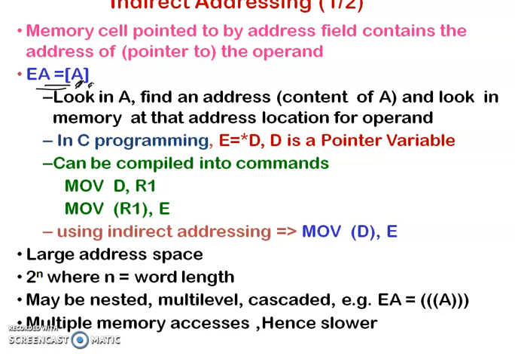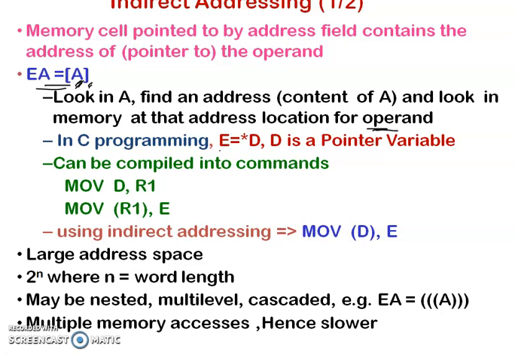So for any indirect addressing, the effective address will be the content of the variable that is stored. The content of the variable will be having the address of the actual value. So look in A, find an address that is the content of A, look in memory at that address location for the operand, that is the actual value.